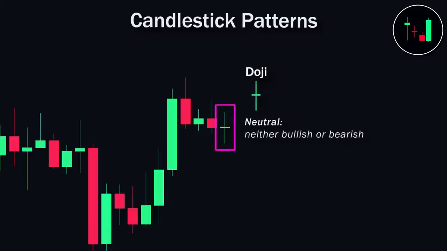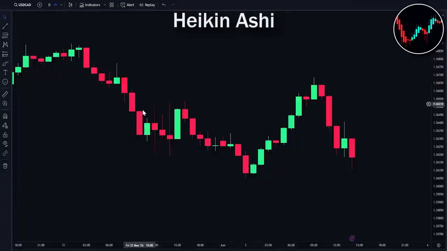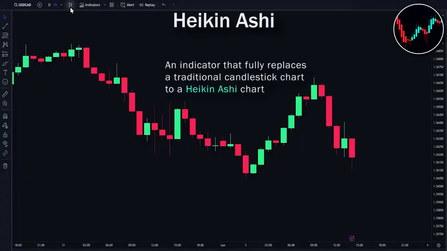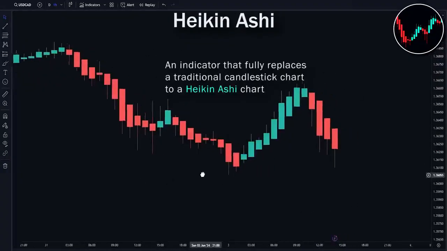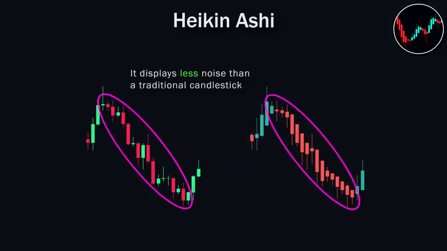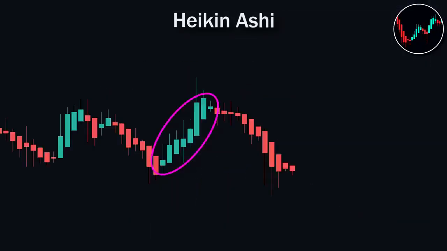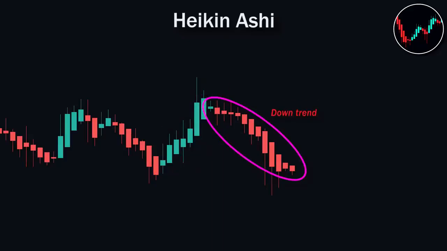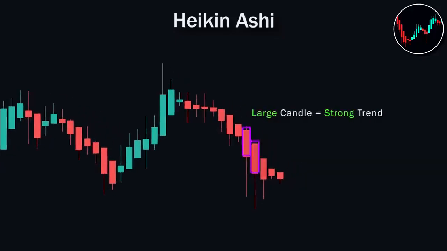Heikin-Ashi. It is an indicator that fully replaces a traditional candlestick chart to a Heikin-Ashi chart. When applied, it tends to give less noise than a traditional candlestick. A green Heikin-Ashi candle signals that the price is on an uptrend, and a red Heikin-Ashi candle signals that the price is on a downtrend. The size of the candle's body also indicates how strong a trend is. The larger the candle, the stronger the trend. Keep in mind that the Heikin-Ashi only acts as an indicator.